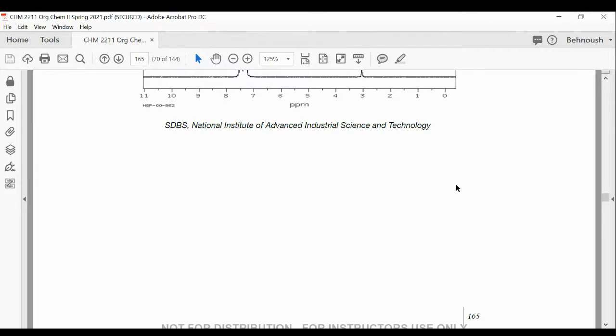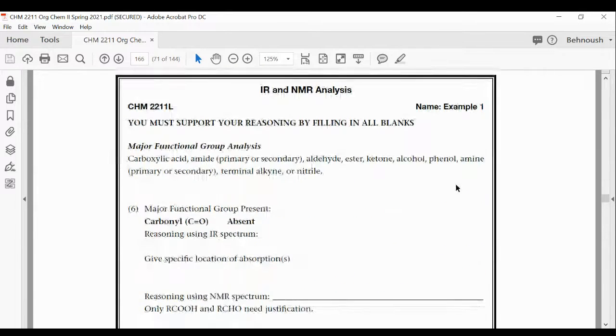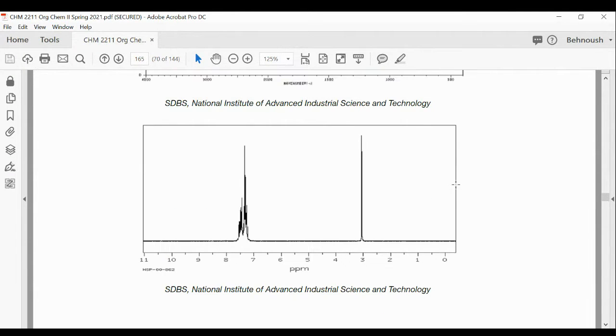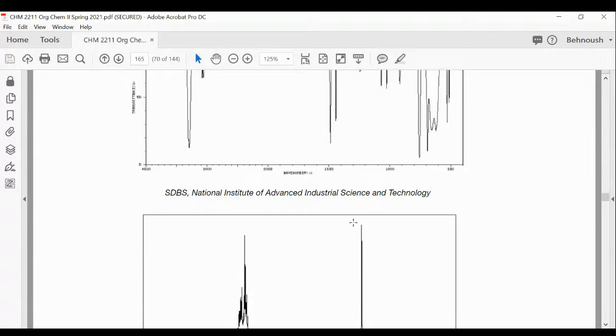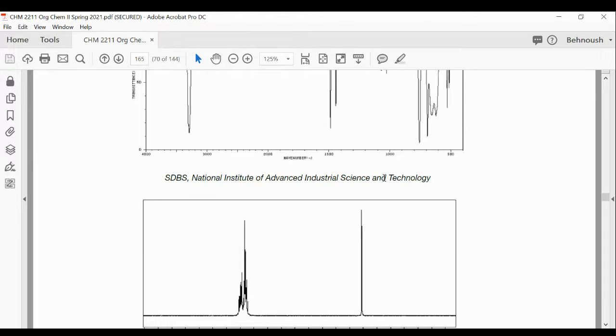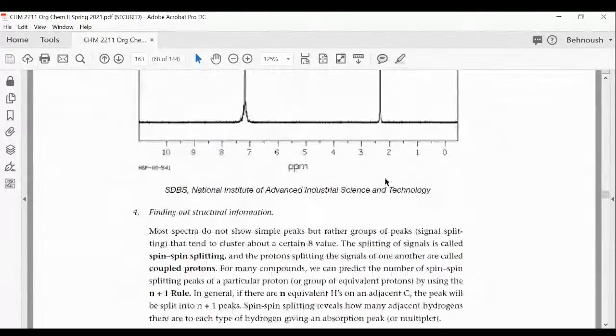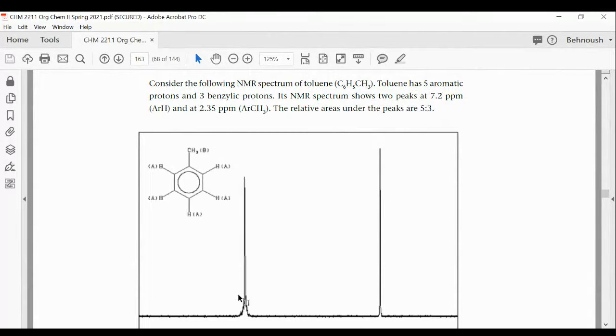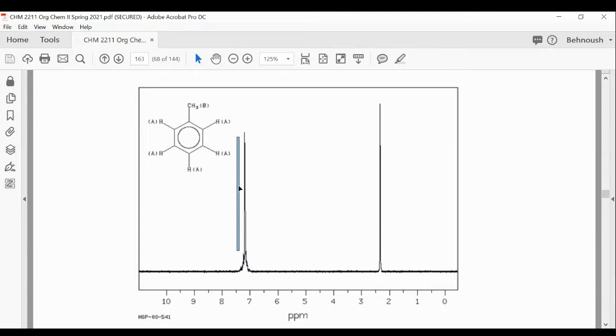So we know about the splitting pattern, we know about the location of the signal, and the last thing that we want to talk about is the height of the peak, or the integration line, that shows the ratio. For example, in here, if we had the integration line at this height, how many hydrogens does this blue line represent? 1, 2, 3, 4, 5, right? The other signal represents 3 hydrogens.